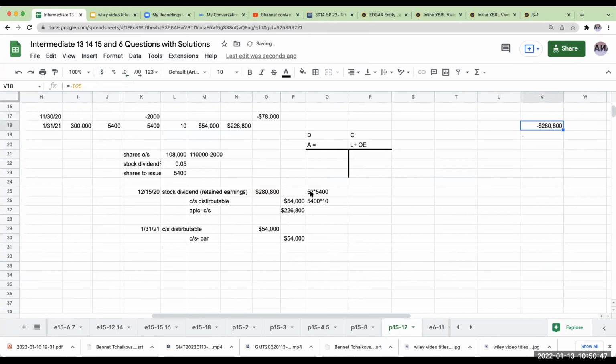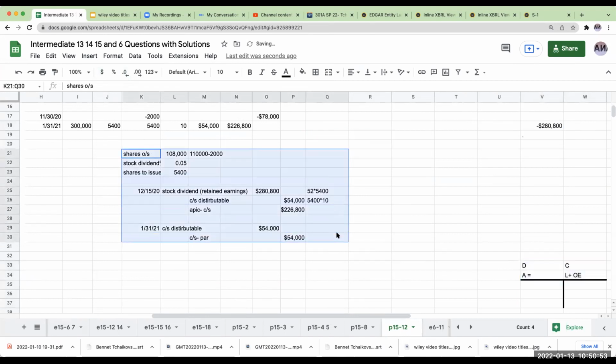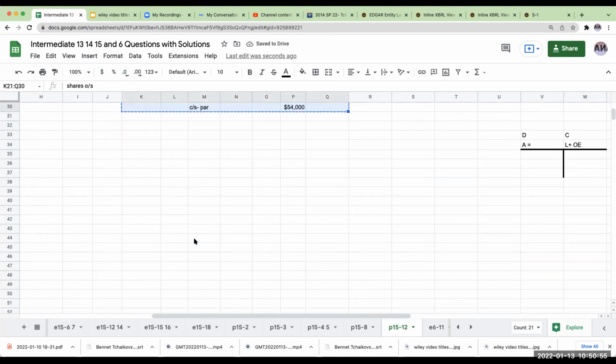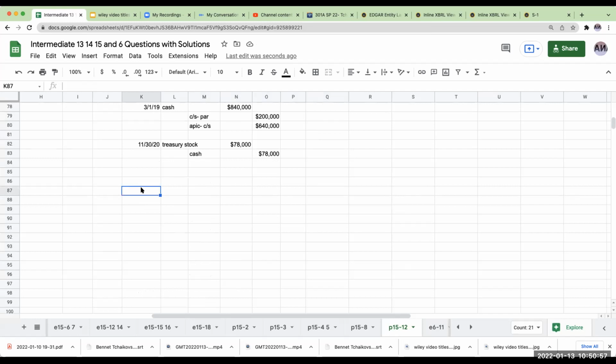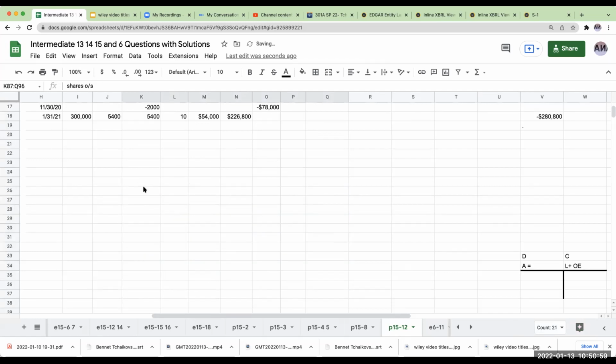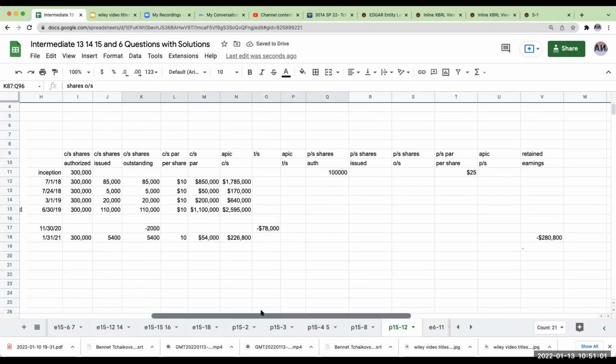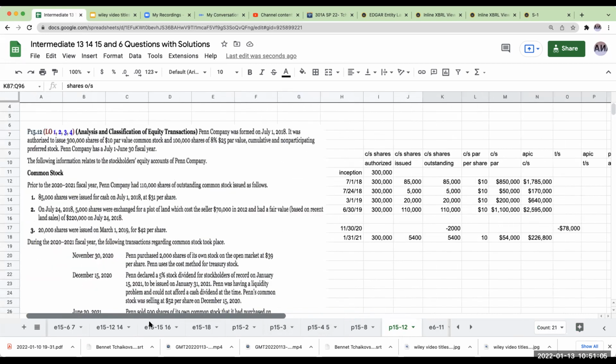Or 208,800. Okay, so let's move this down over here, and then let's take this and move it down below. So that is our transaction so far on January 31st. Again, I'm combining the two for the stock dividend.